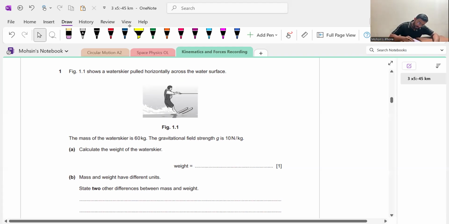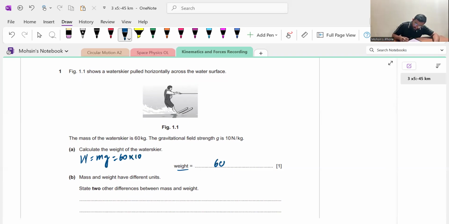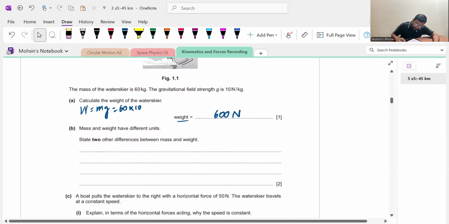So the mass is 60 kilogram. They're asking you to calculate the weight. Weight is mass times gravity. Mass is 60, gravity is 10. It is 600 Newton. Mass and weight have different units.